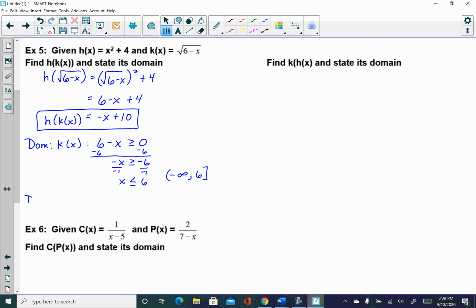Then we look at the domain of our resulting function. So we look at the domain of h of k of x, this guy up here, and hopefully you recognize that's just a straight line, right, with a slope and a y-intercept, and so those don't have any domain restrictions. That would be negative infinity to positive infinity.